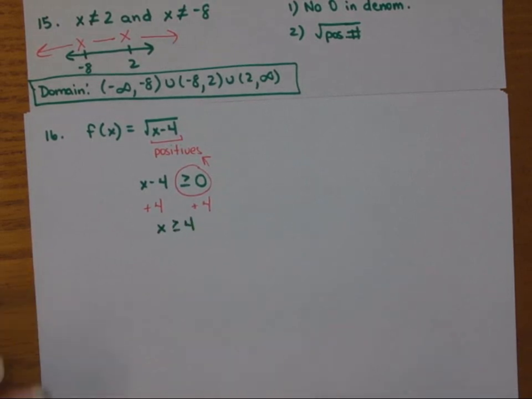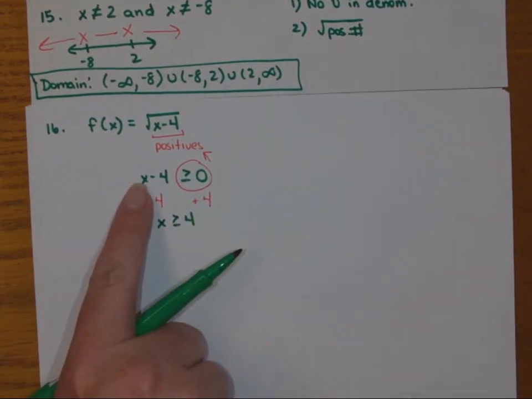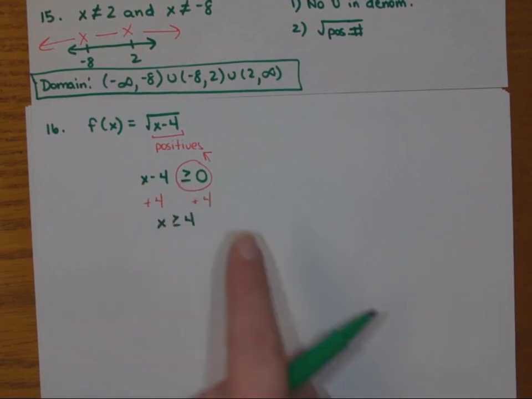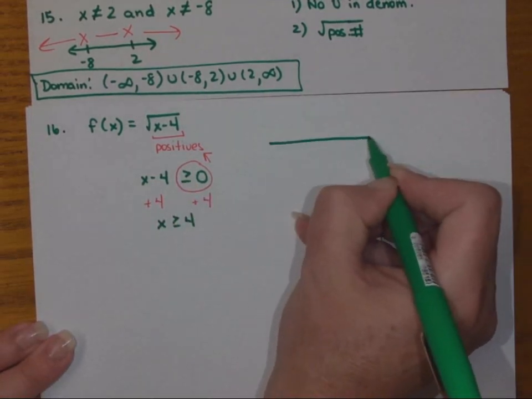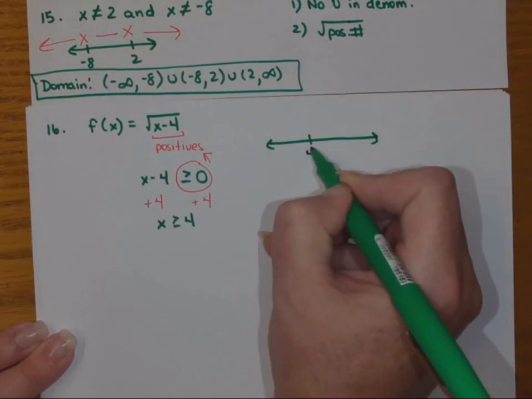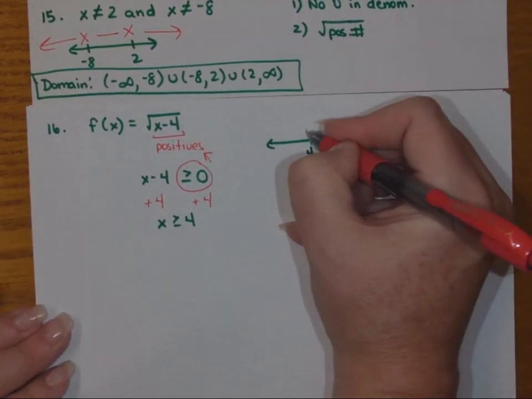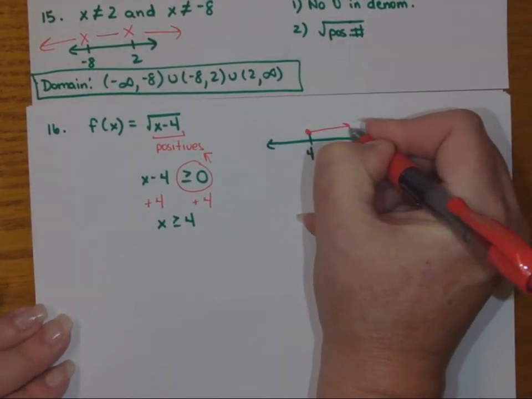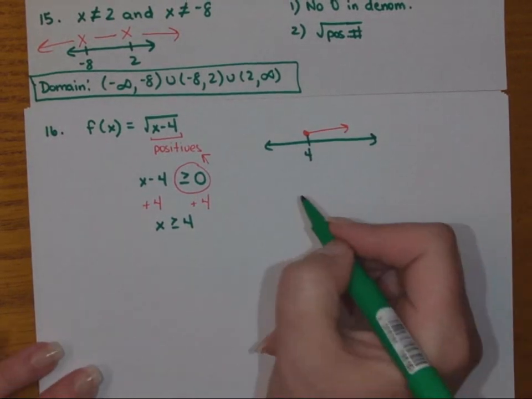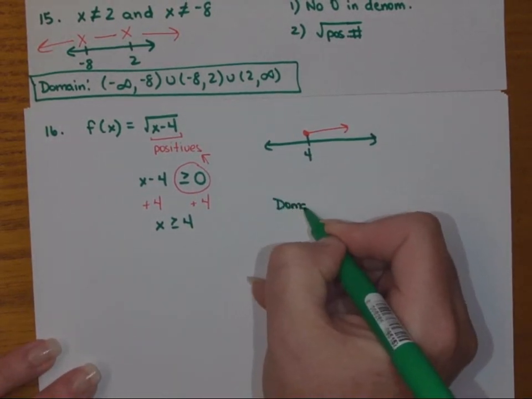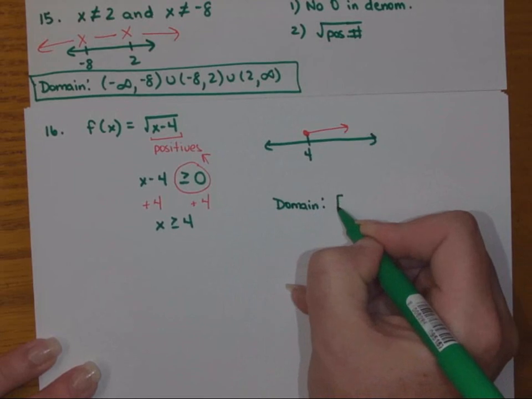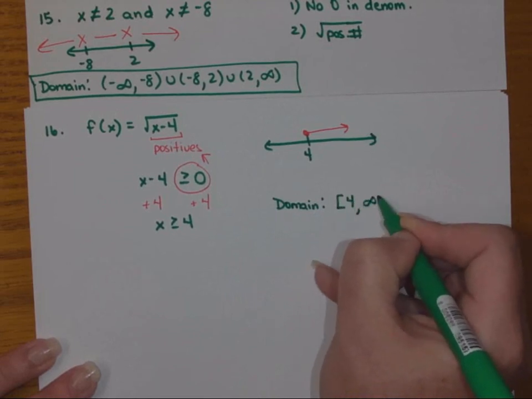So I didn't end up having to do anything like that, but remember, if this were a negative, you would need to flip the greater than to a less than. But as it stands, I don't need to do that. So I want 4 included, and I want everything bigger than 4. So picture's optional, but this interval notation is required. So I want everything from 4 up to infinity.